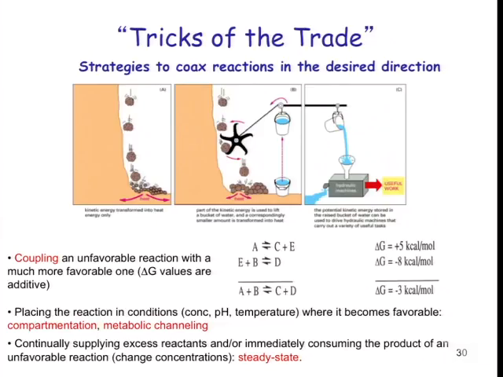Now, if you add these two up, what you wind up with is A plus B goes to C plus D, and you add up the delta G's, and you can see that the delta G for this coupled reaction is minus 3 kcal per mole. It will happen. So this goes on all the time, and this is something you should know about.